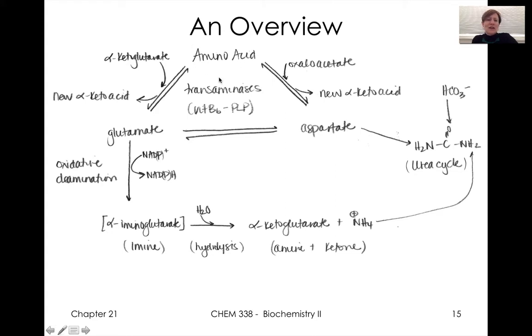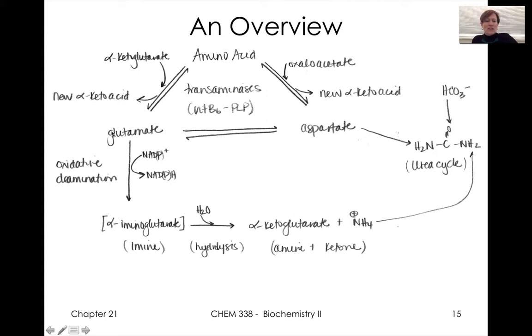allows for any amino acid to ultimately either become glutamic acid via transamination with alpha ketoglutarate, or become aspartic acid via transamination chemistry with oxaloacetate. And herein we see another important purpose and use for vitamin B6, our pyridoxal phosphate, PLP.